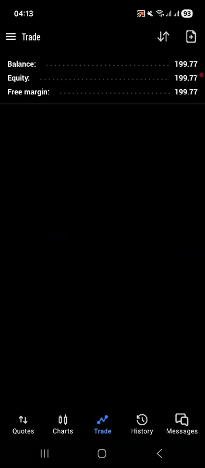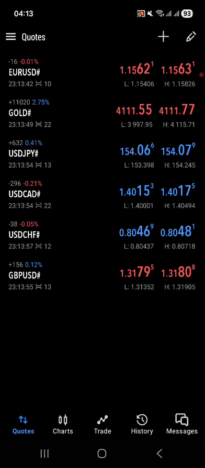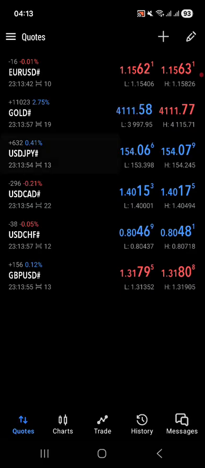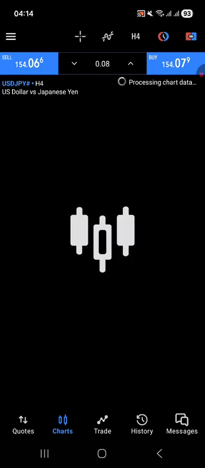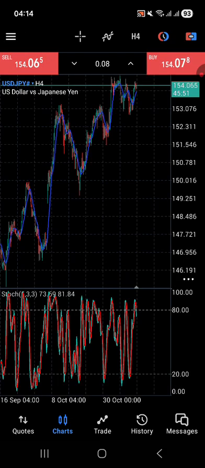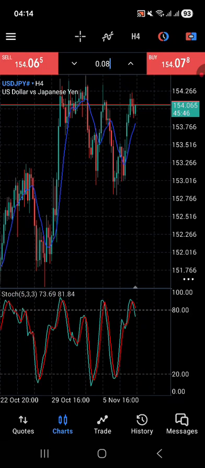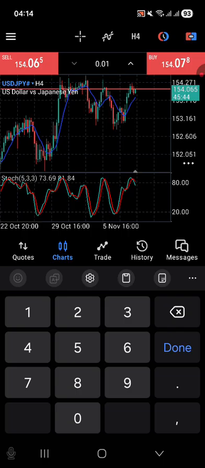There's no trades going on. That's good. I go to my quotes, go to United States dollar, Japanese yen. This is going to be a sell order. I go to the 4-hour chart to evaluate. Okay, I'm above the simple moving average line. That blue line is a simple moving average. I set the lot size to where I'm risking only 0.5% of the total account balance. My total account balance is $200 in this case. And this is a sell order.